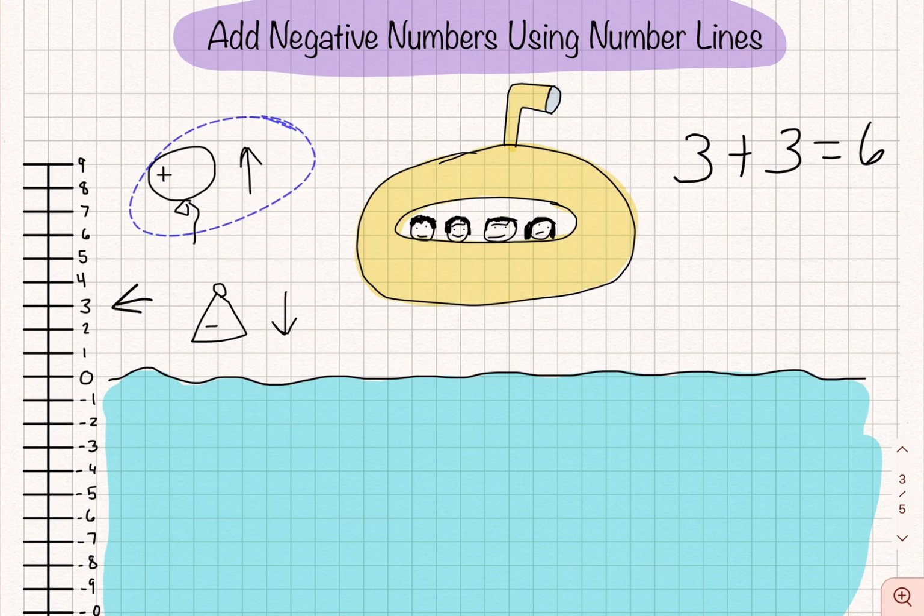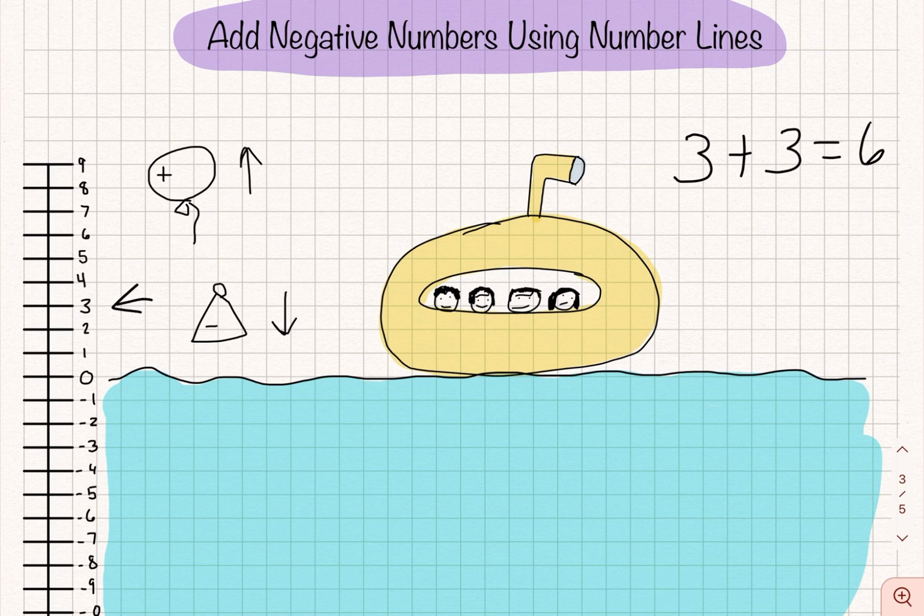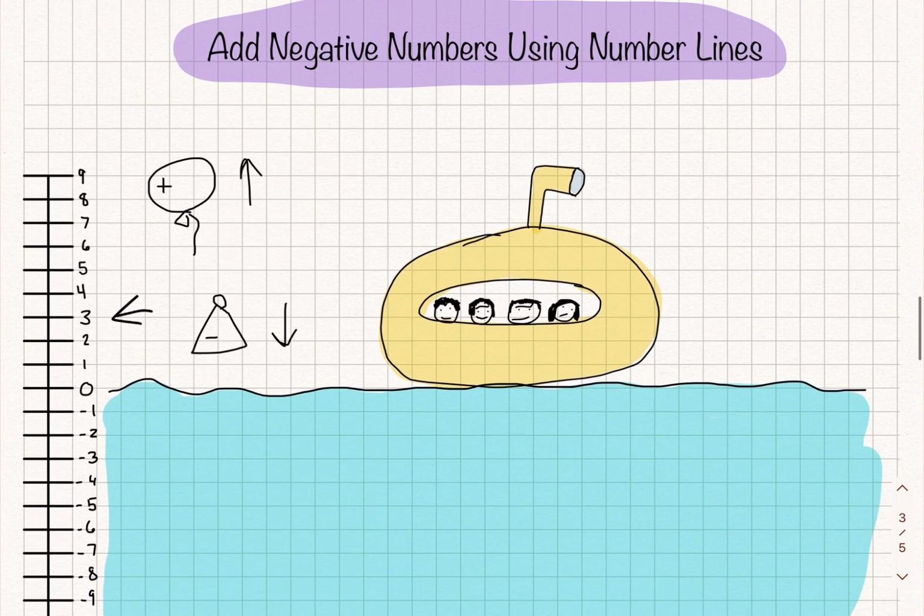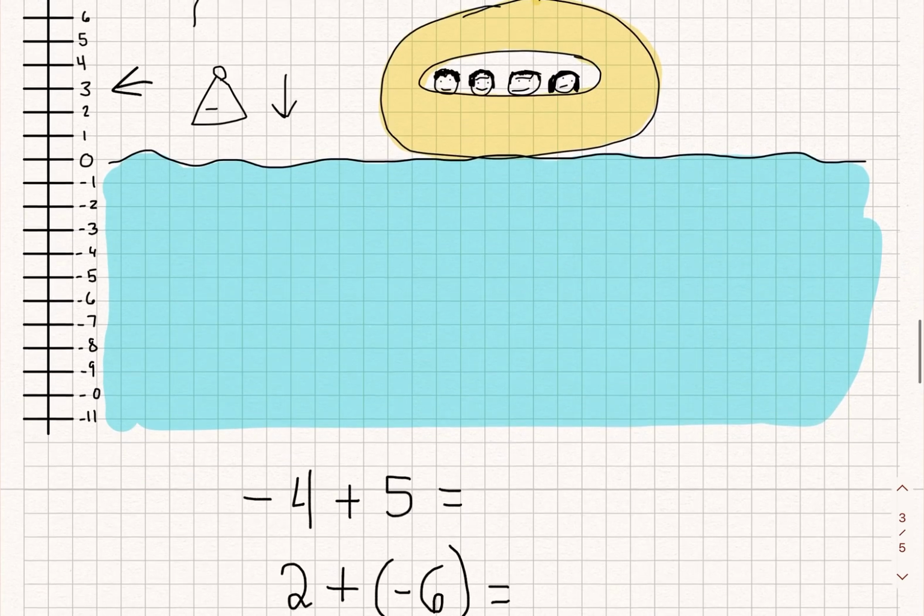Now we can also add negative numbers. Now negative numbers we're going to represent with a weight that pulls the submarine down. When we add weights to the submarine, it pulls the submarine down. Now this can be a little confusing at first, but I think when we practice it, you'll find it makes some sense.